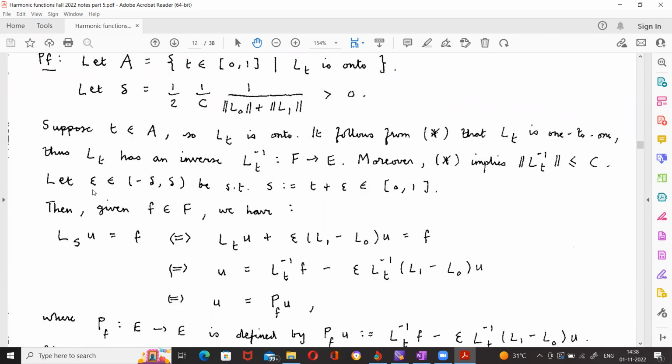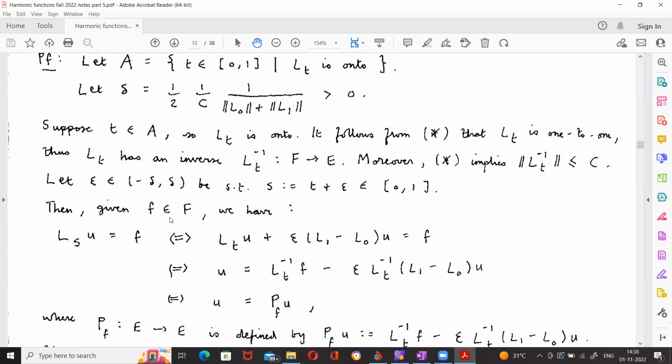Now let epsilon be in the interval (minus delta, delta), and let S be T plus epsilon. Choose epsilon such that this belongs to the interval [0, 1]. So I'm just looking at the interval from T minus delta to T plus delta, taking its intersection with [0, 1], and taking a point S in that intersection.